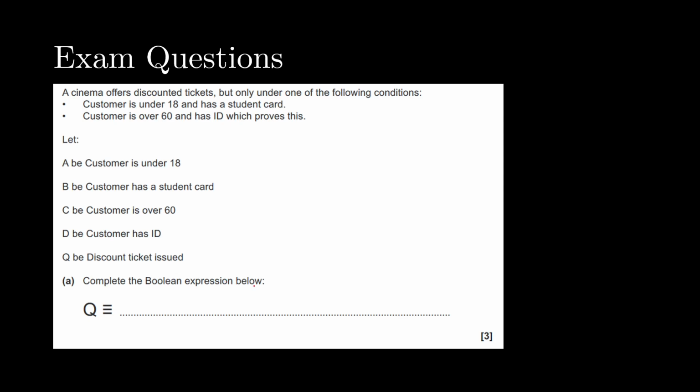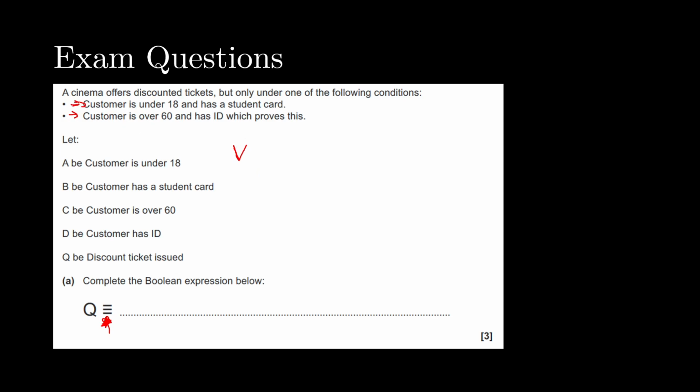So they want us to complete the Boolean expression below, and they give us that Q is equivalent to a Boolean expression, and we need to form that expression. The three lines here just mean equivalent, so you can basically think of it as an equal sign. It tells us that it only needs to be under one of the following conditions. So either this needs to be true or this needs to be true. And if you remember what the OR expression looks like, it looks kind of like this, like a V.